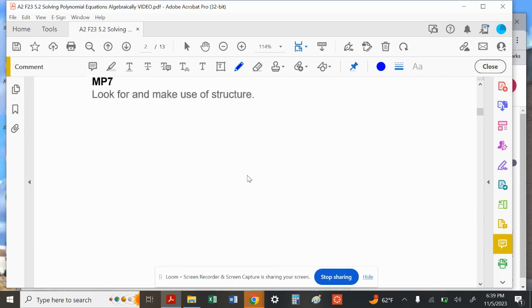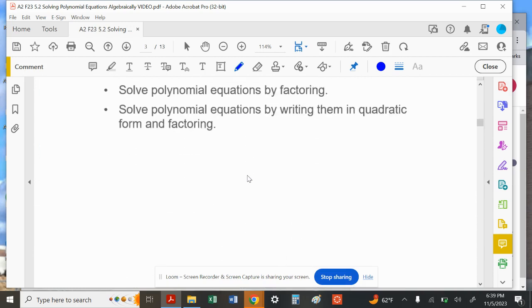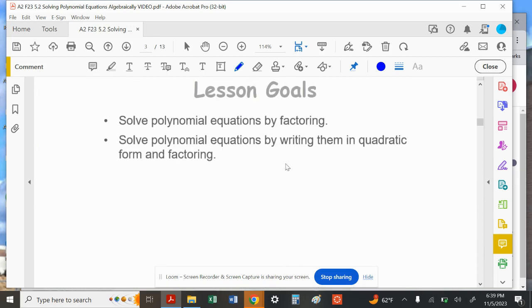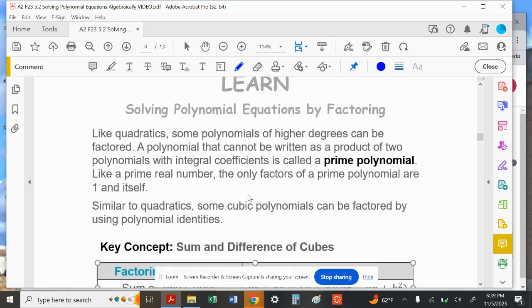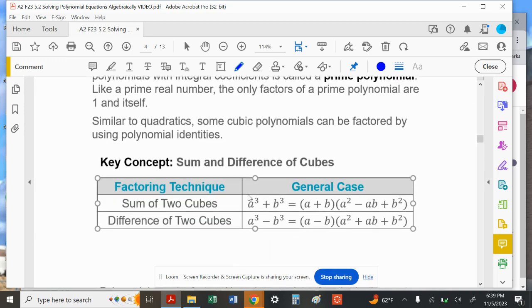Okay, here are your standards. Lesson goals: we're going to factor and then put them in something called quadratic form. That gets a little bit more complicated as we do it. We're going to solve them by factoring. So first thing we're going to look at is the sum of cubes and difference of two cubes.